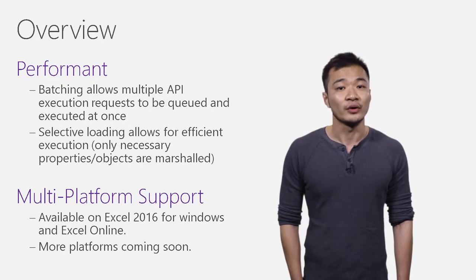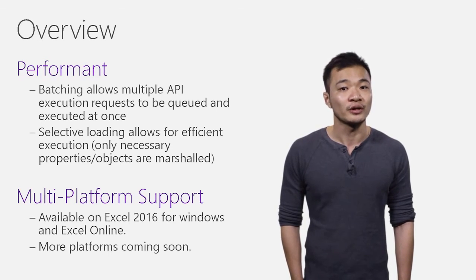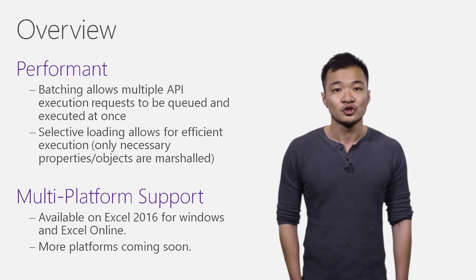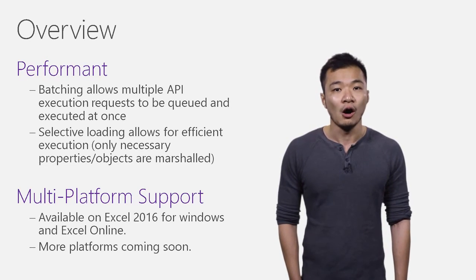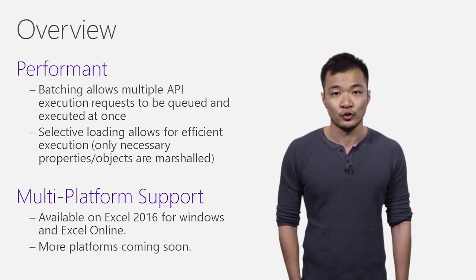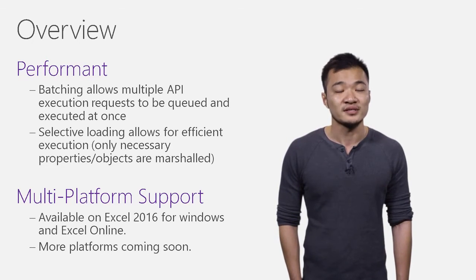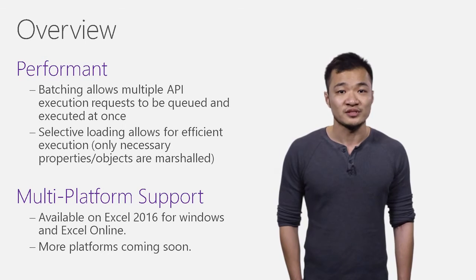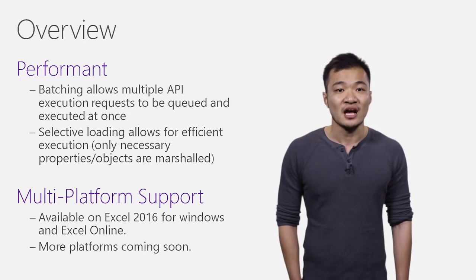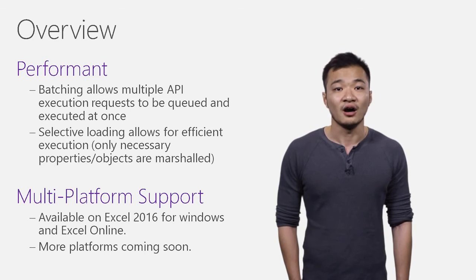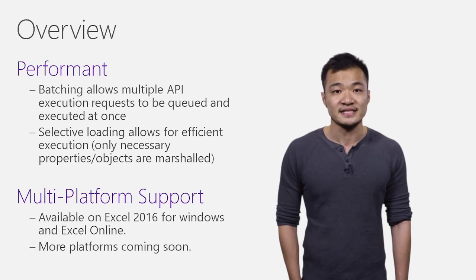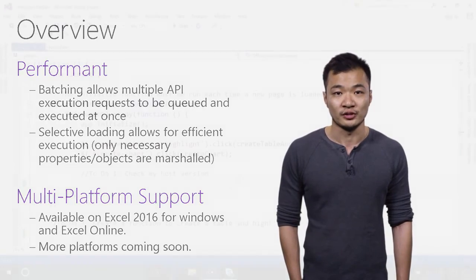We understand that add-ins need to be performant and allow smooth interactions with users. To help with that, we introduced batching, which allows multiple API requests to be queued and executed all at once. To improve performance, our API also allows you to load only the properties that are needed, thus reducing bandwidth and load times. As with Office.js, add-ins with Excel.js run across multiple platforms. The new API is already available on Excel 2016 on Windows and Excel Online. Other platforms are also coming soon.